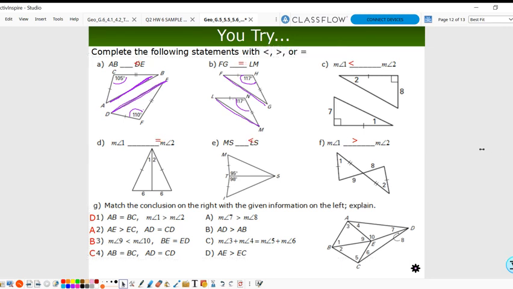In our next example, we have angle 1 compared to angle 2. We have a right angle here. We have markings of congruent sides. And we have the side opposite that. Angle 2 is opposite side 8. Angle 1 is opposite side 7. Therefore, angle 1 will be less than angle 2.